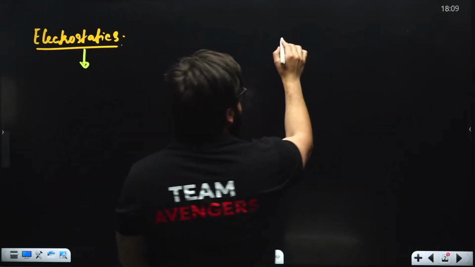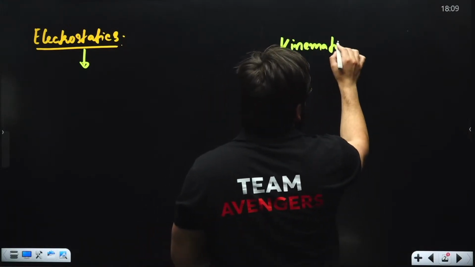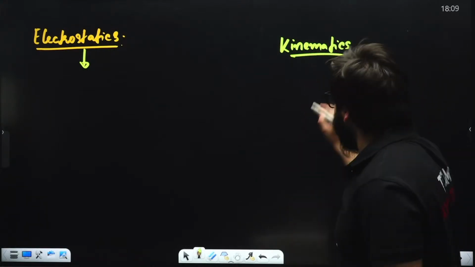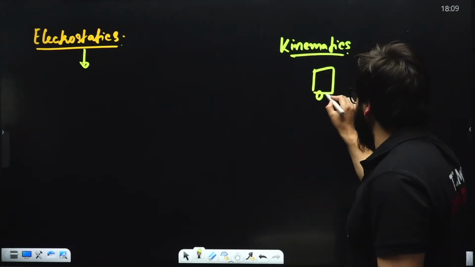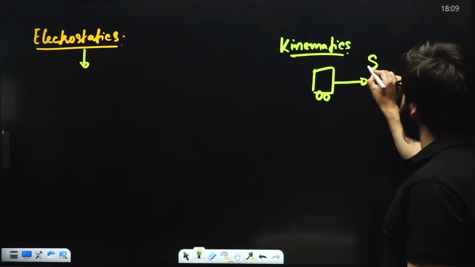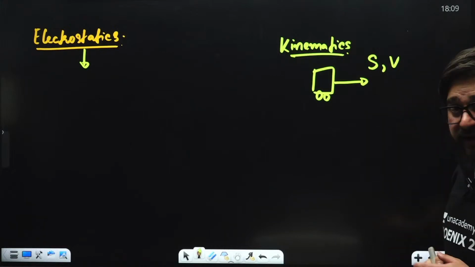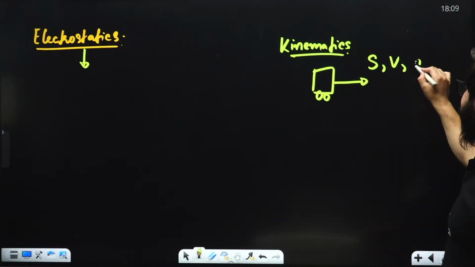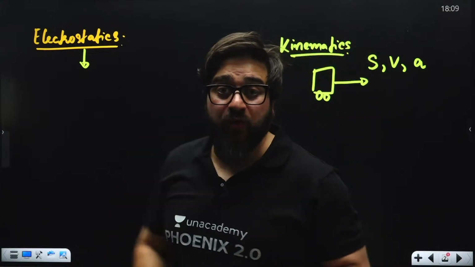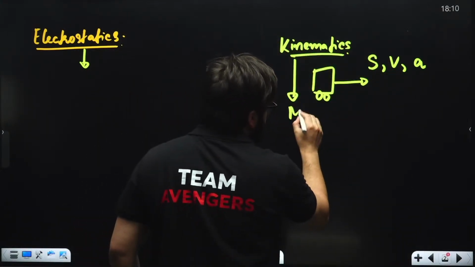Like in the kinematics chapter before, if you remember, we used to talk about a car that is in motion. We asked how much displacement it will cover, what the velocity of the car is, and what the acceleration of the car is. These are the points we discuss in kinematics. We basically talk about motion there.